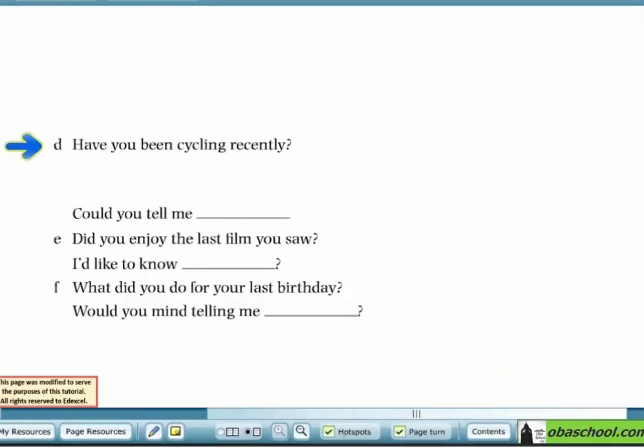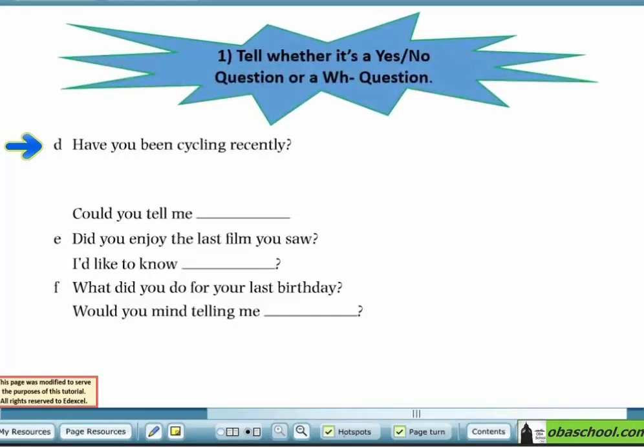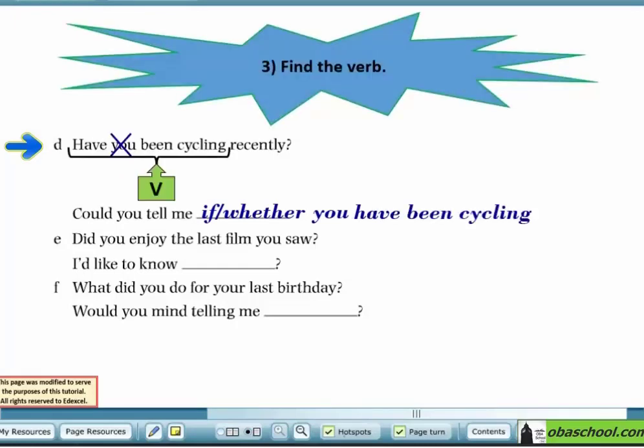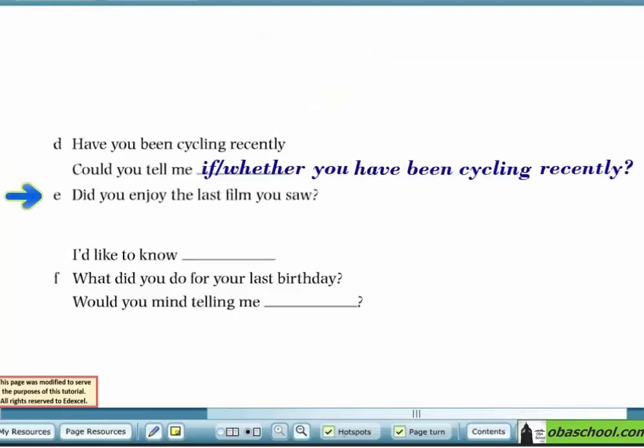D. Have you been cycling recently? First of all, we have to determine the type of the question. Of course, here it is a yes or no question because it started with the helping verb have. So I have to put if or whether. Then we are going to look for the subject, which is you, then find the verb, which is have been cycling, and add the rest of the sentence, which is recently. Could you tell me if you have been cycling recently?